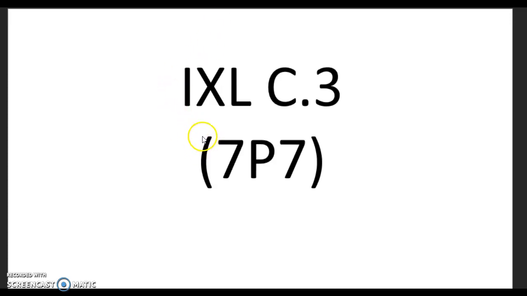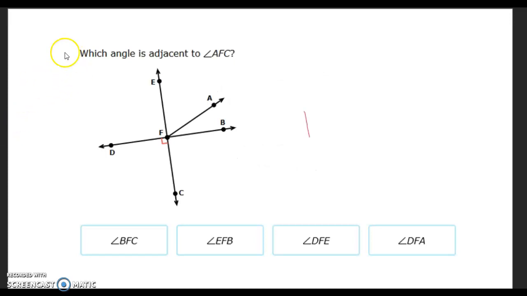Video goes over IXL C3 or 7P. 7 is the code. All right, so it's going to ask you which angle is adjacent to AFC.